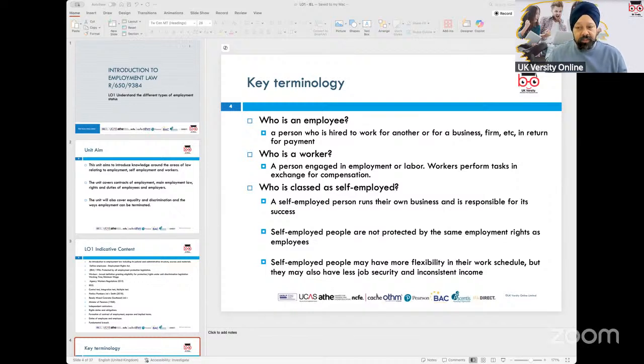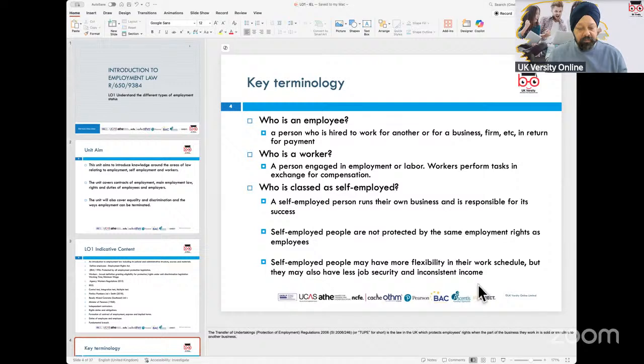And this was introduced sometime in 2006 within the Companies Act, and is under Section 246, which basically in the UK is a law, and it protects the employees' rights when a part of the business they work in is actually sold or transferred or taken over by another business. So these are the basic bits that we need to have a good understanding of when we talk about employment law in general.